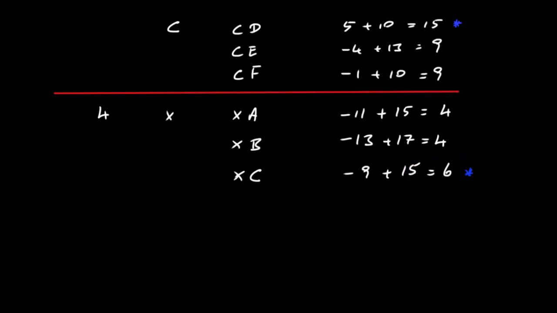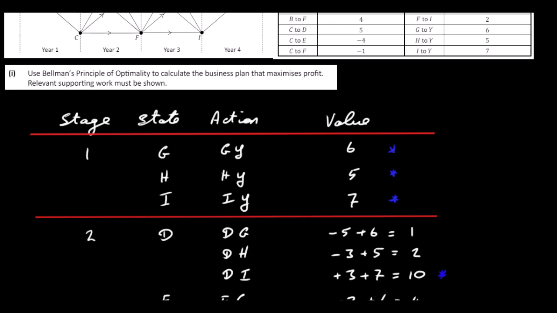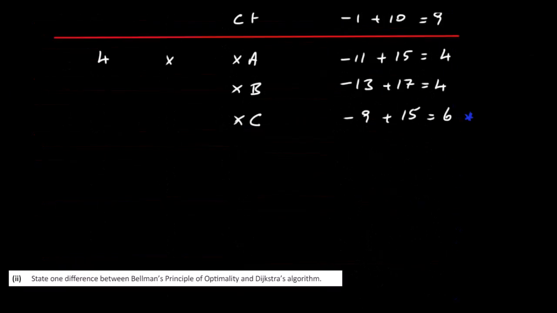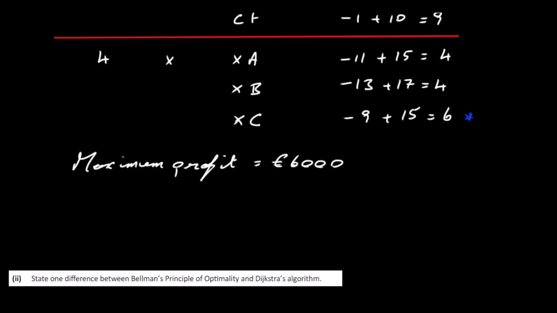So we have to use Bellman's principle of optimality to calculate the business plan that maximizes the profit. Relevant supporting work must be shown. So the maximum profit then, remember these are in thousands, so it's going to be 6,000 euros. So the maximum profit is 6,000 euros. What we've got to do next is just follow these starred values back.